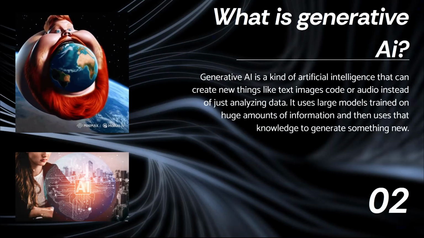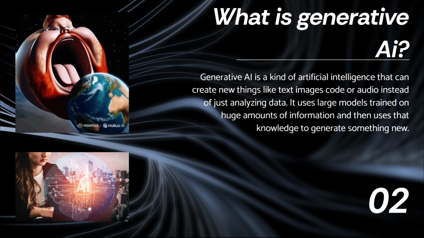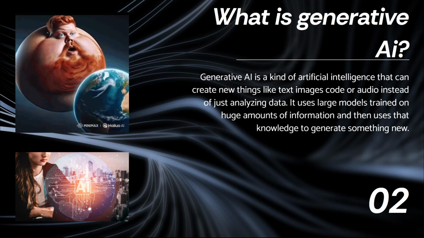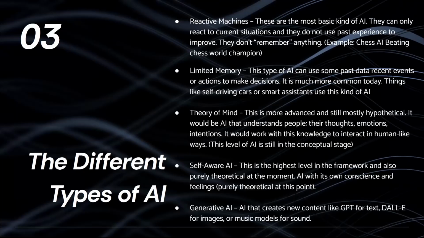What is generative AI? Generative AI is a type of artificial intelligence that creates images, text, and code by using large models that are filled with information to create something new.